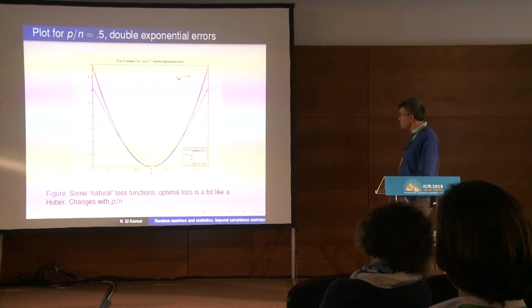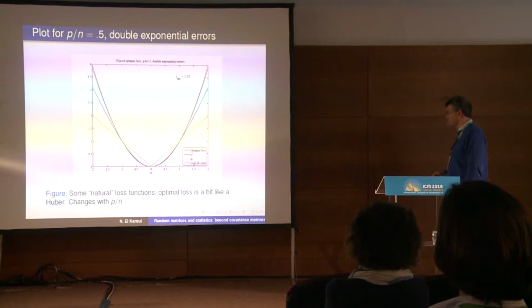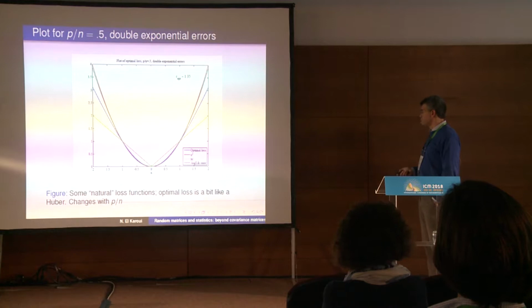It looks quadratic near zero and linear at infinity, so it looks very much like a Huber function, which are very classical in robust regression and in statistics. In some sense, it's a form of smooth Huber. But the key thing is that it changes with p over n, and that's, I think, what made some of this interesting.